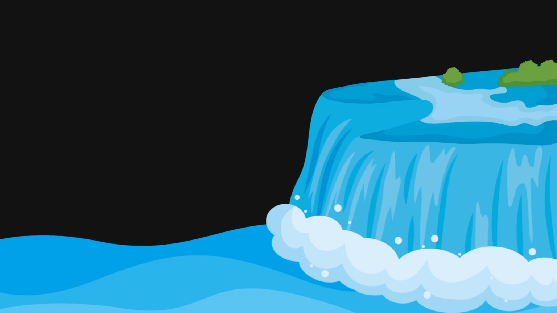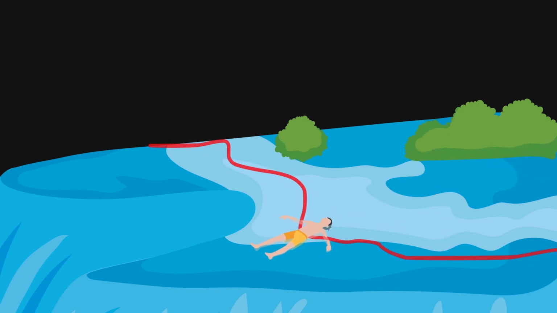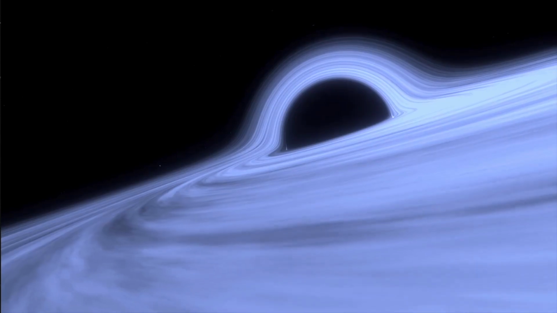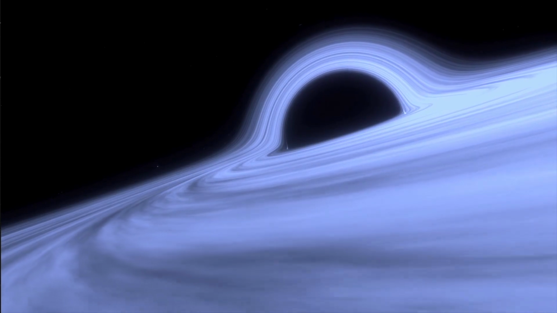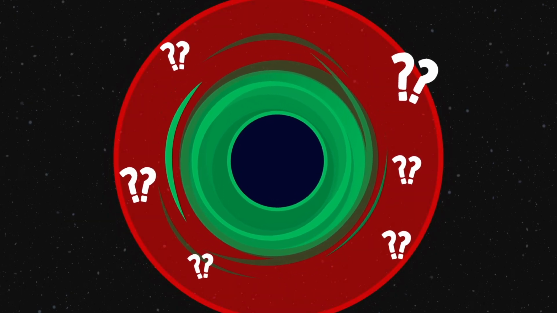You can think of the event horizon as the surface of an extremely powerful waterfall. If you stay at a distance, you can pull away, but if you get too close and cross a certain point, the current becomes so strong that returning is impossible. This boundary is crucial for understanding black holes because it marks the limit beyond which we can no longer obtain information about what happens inside.